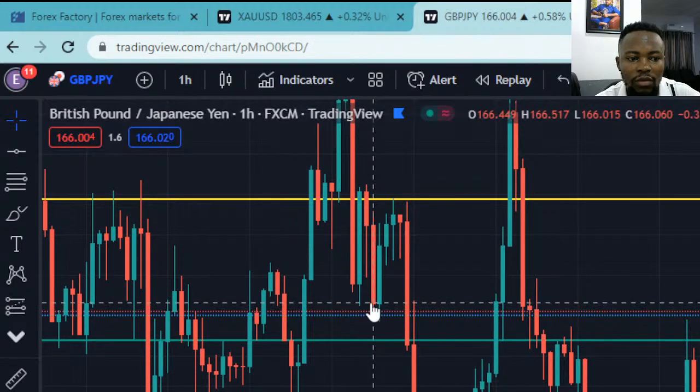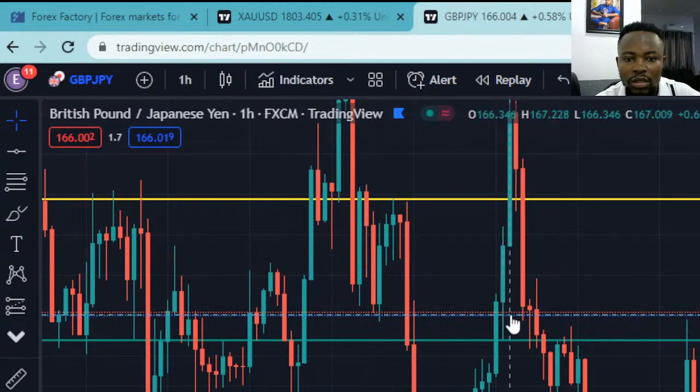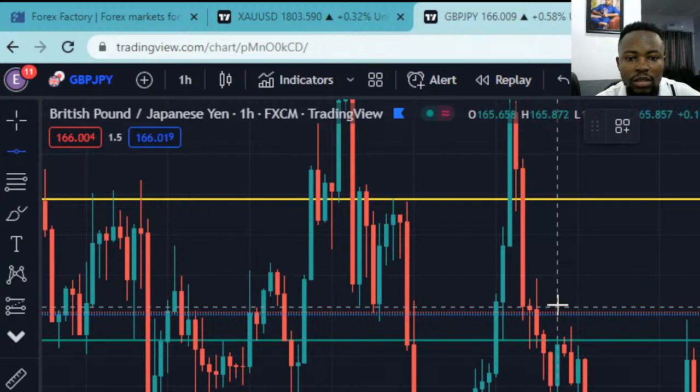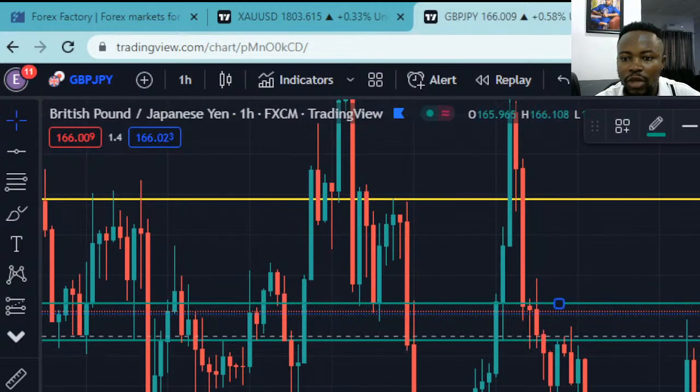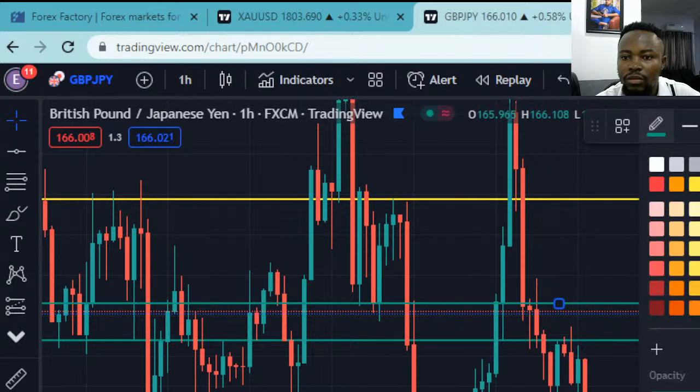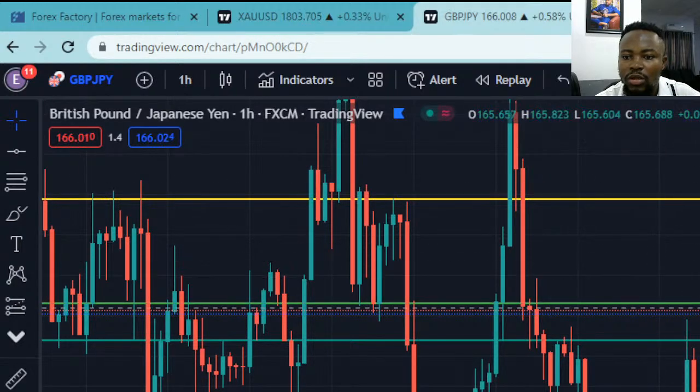Also, we have this area to be careful of, right? We have this area to be careful of. So we could be thinking of buys above here. We'll have to see how this candle closes in 7 minutes here. We could think of buys above here based on the 1 hour time frame.